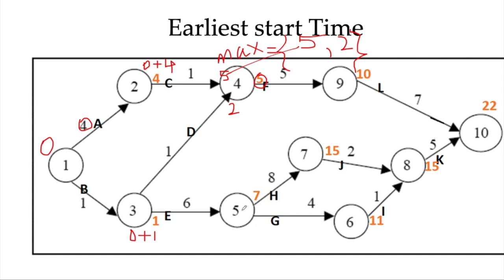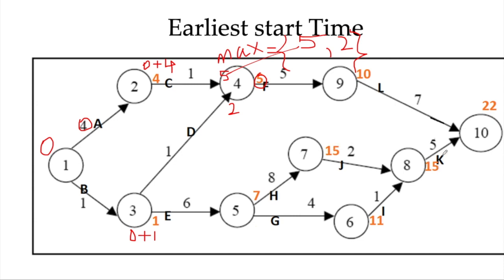In this case, event 5 starts at 1 and requires 6 days to compute, so it will be completed at the 7th day. So from the 7th day onward, both activities H and G can start. Now G can finish at 11 because it starts at 7 and requires 4 days. Whereas H starts at 7 and requires 8 days, so it can end at 15 days.